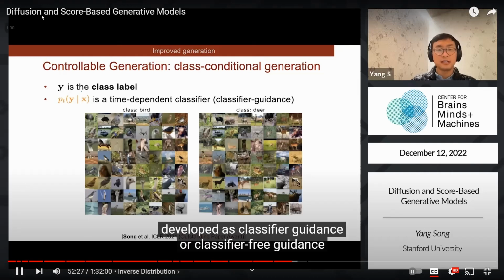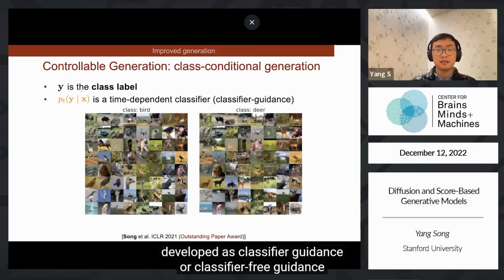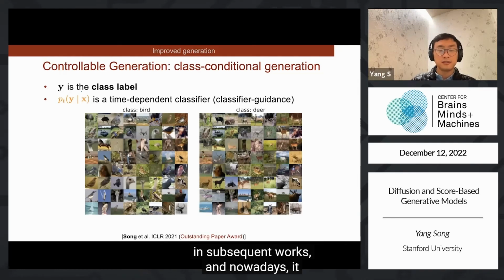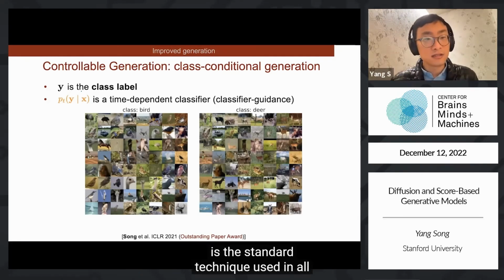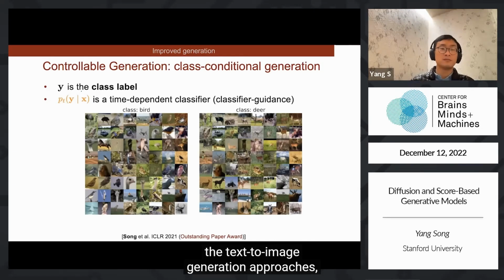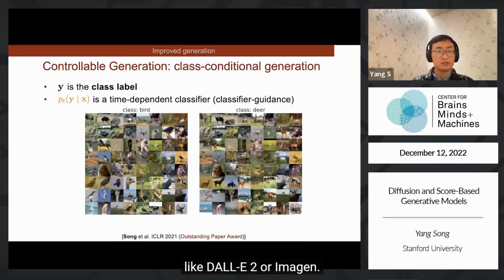Developed as classifier guidance or classifier-free guidance in subsequent works. And nowadays, it is the standard technique used in all the text-to-image generation approaches, like Dall-E 2 or Imagen.